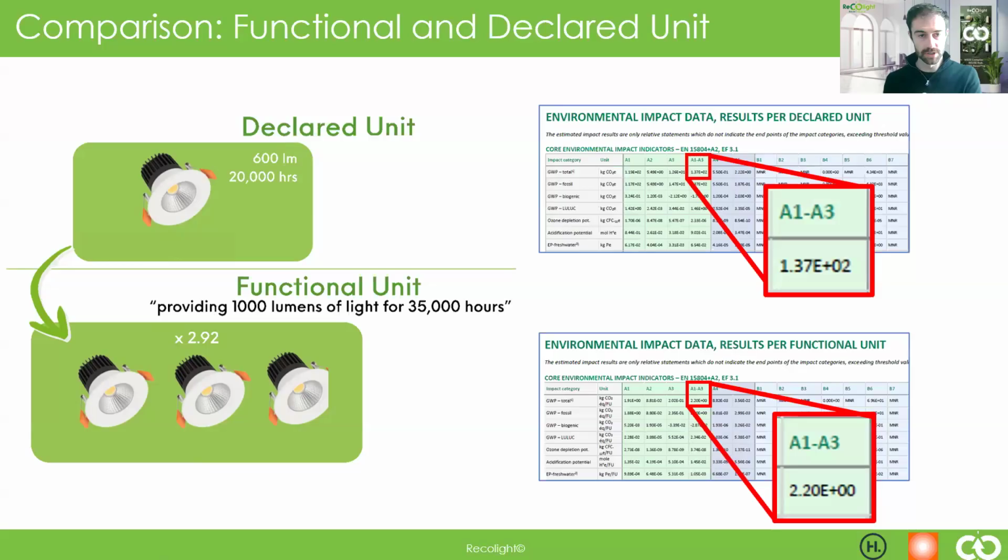To relate that back to what we were just looking at, this is data for a completely random product, not related to the example that I've given here. But you can see environmental impact data, and this is results on a declared unit basis, and this is results on a functional unit basis. An EPD could report on either. And it's important to see that that A1 to A3 that I mentioned, in this case, is about 137, whereas in this case it's 2, and this is for exactly the same product.